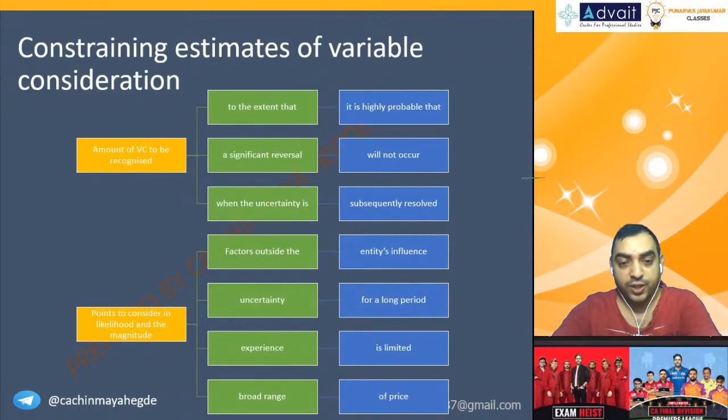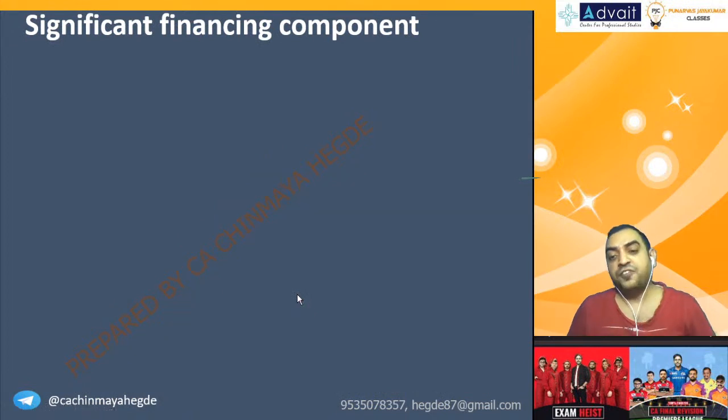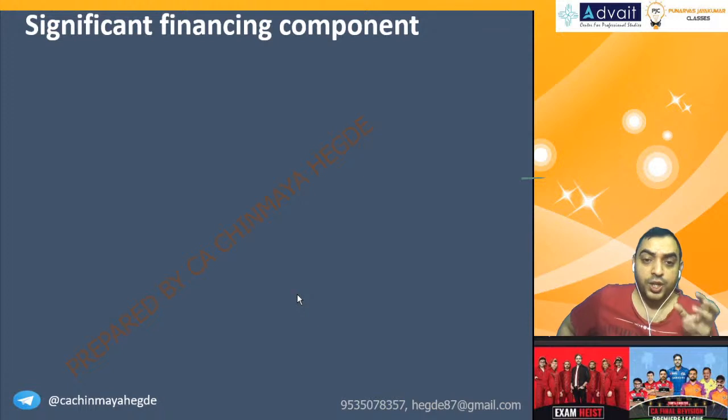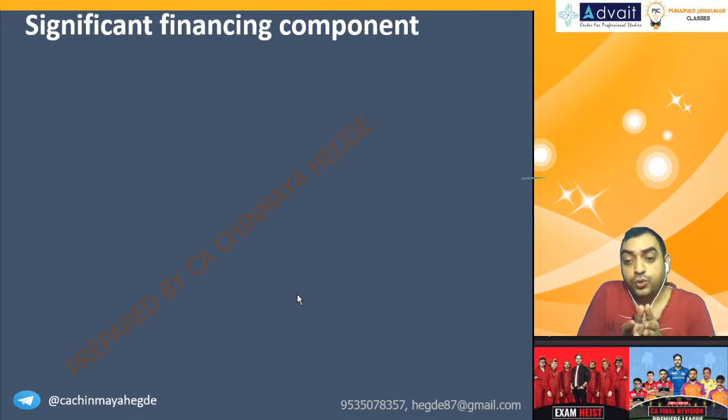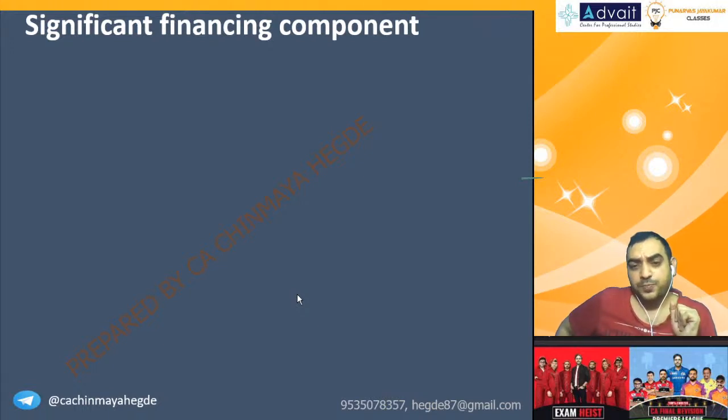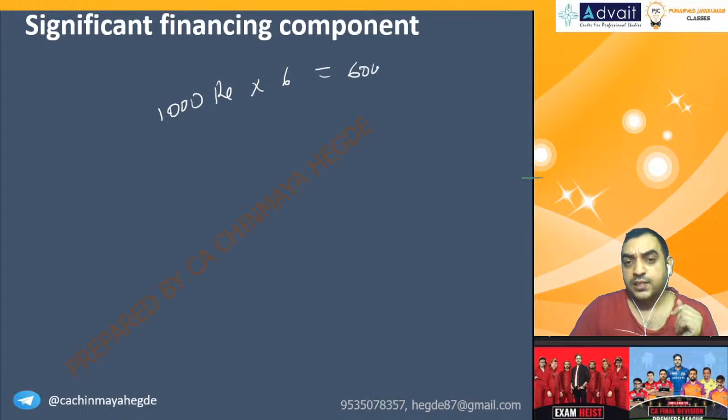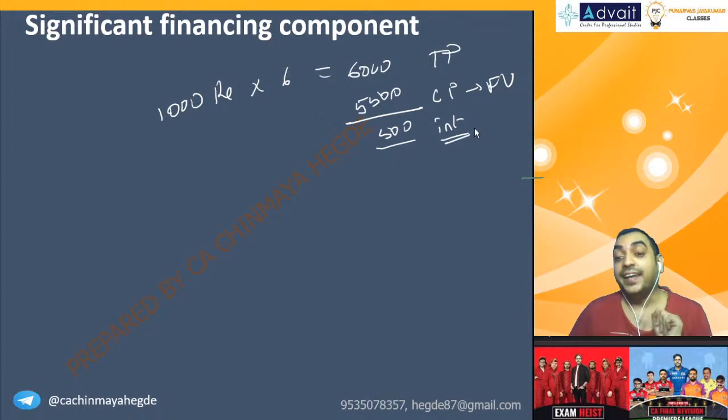Okay, constraining estimates, I told you what points would have an impact. Now, significant financing component. Financing component means interest. So in the transaction, if interest is included significantly, then you need to separate the transaction price and interest. Typical example, installment sales: you have to pay 1000 rupees for 6 installments, 6000 rupees will be the transaction price. But this includes interest also. So what do you do? You compute the cash price or the fair value. If it is sold on a cash basis, let's say that comes to 5500 rupees. So 500 rupees you have to recognize as interest income.